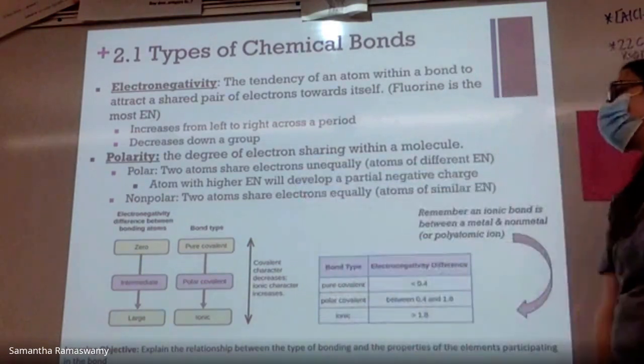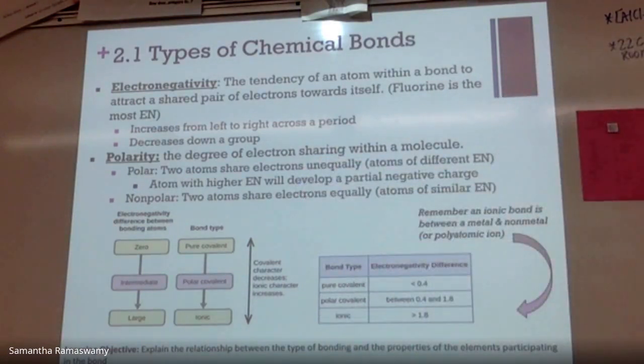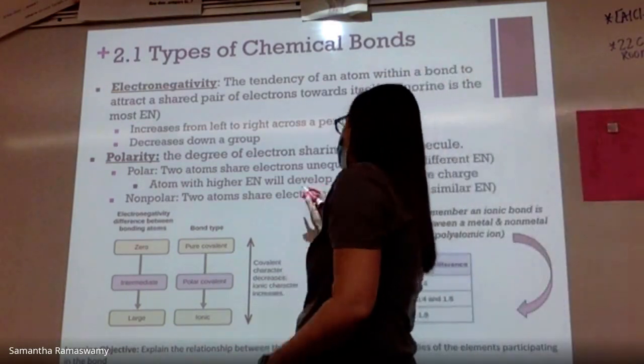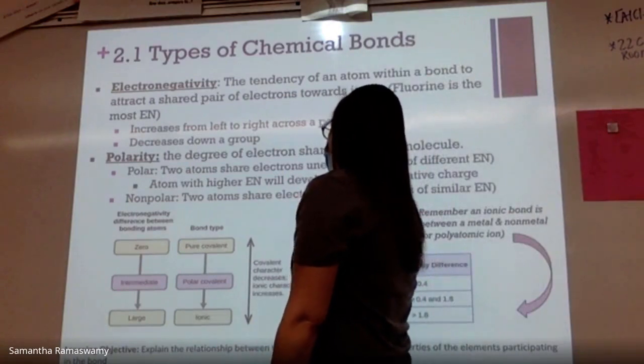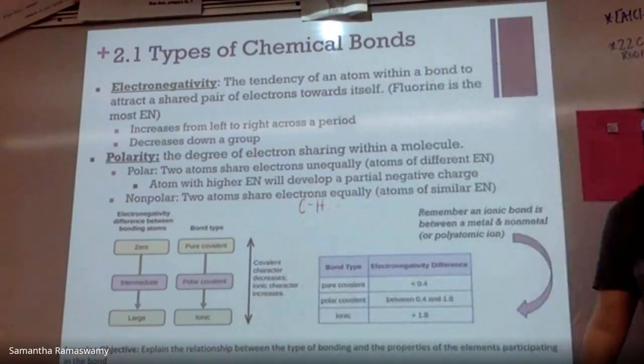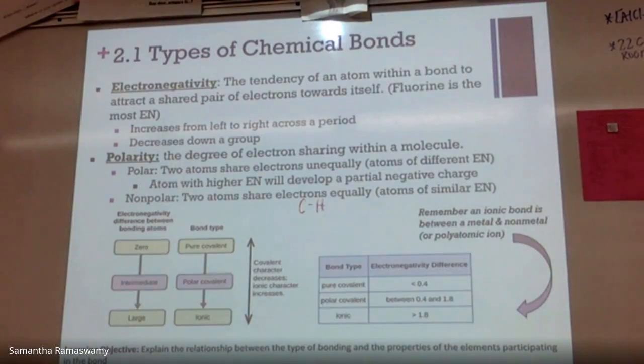A non-polar bond is when 2 atoms share electrons equally or fairly equally. That's when you have atoms of similar electronegativity. Remember that C-H bonds are always nonpolar. That's why any substance that is only C's and H's is a nonpolar molecule.